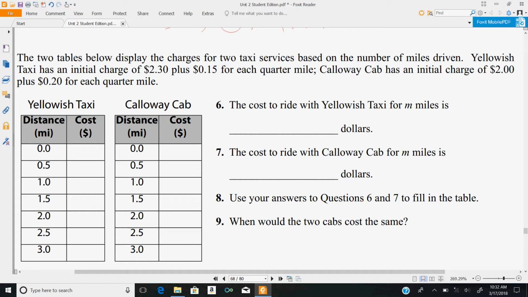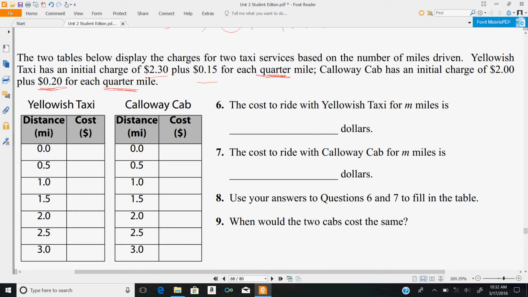Yellowish Taxi has an initial charge of $2.30 and 15 cents for each quarter mile. Most people didn't take that into account. Callaway Cab has an initial charge of $2, which is less than the $2.30, but they charge more per mile, and actually more per quarter mile, once again.